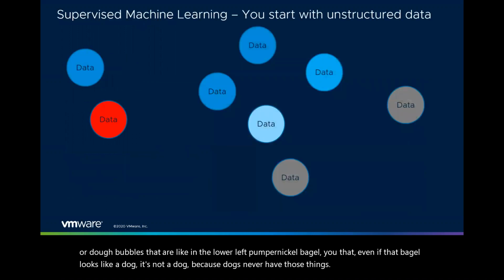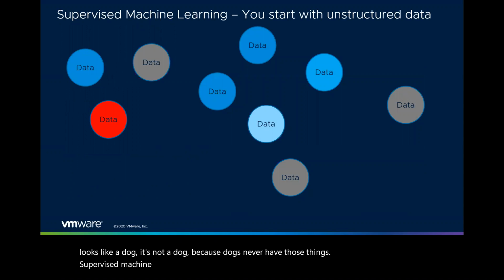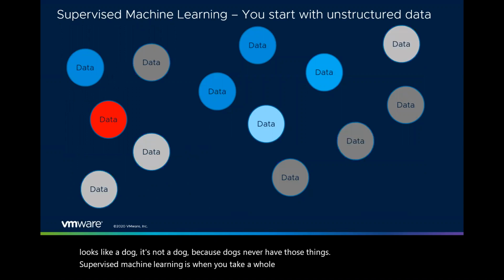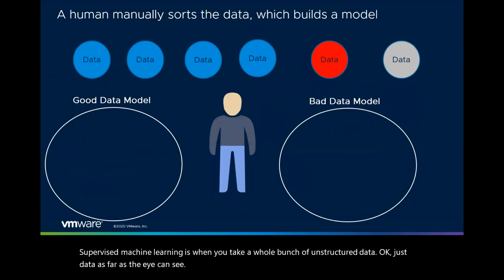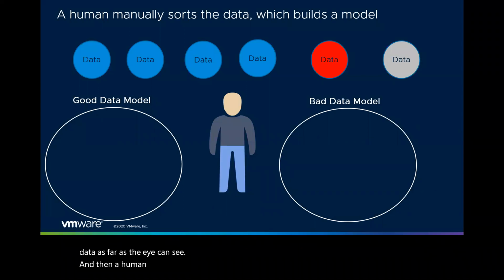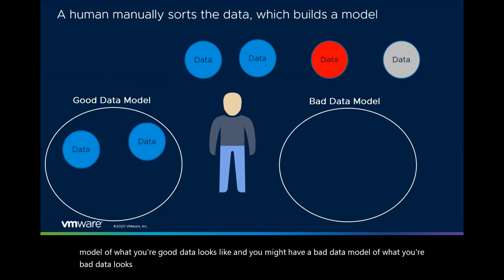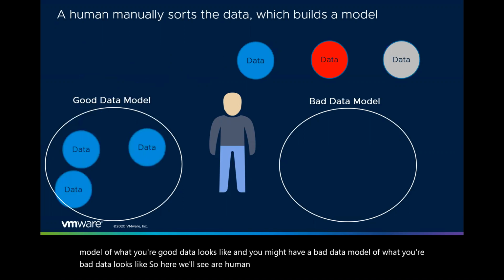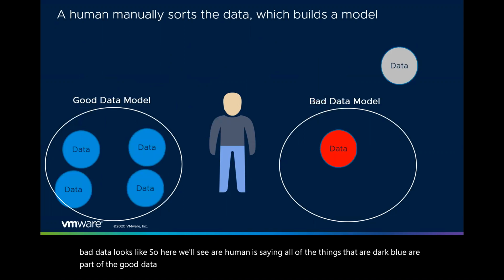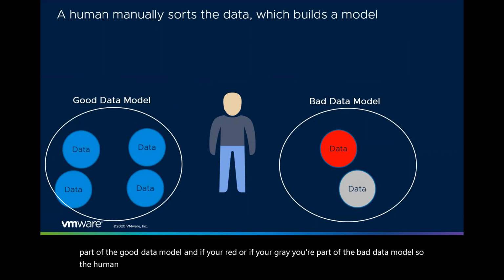So supervised machine learning is when you take a whole bunch of unstructured data, just data as far as the eye can see, and then a human manually sorts that data into data models. You might have a good data model of what your good data looks like, and a bad data model of what your bad data looks like. Here we'll see our human is saying all of the things that are dark blue are part of the good data model, and if you're red or gray, you're part of the bad data model. So the human sits there and sorts through this stuff.